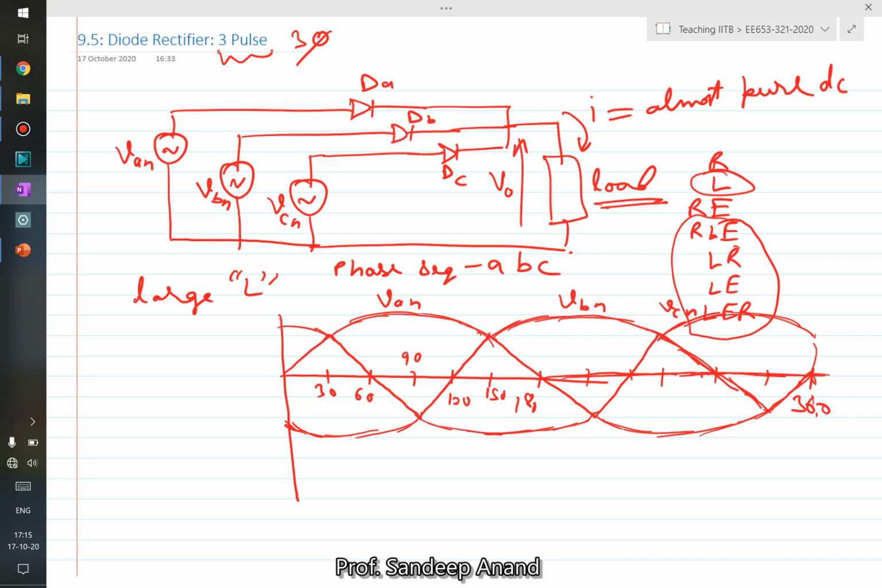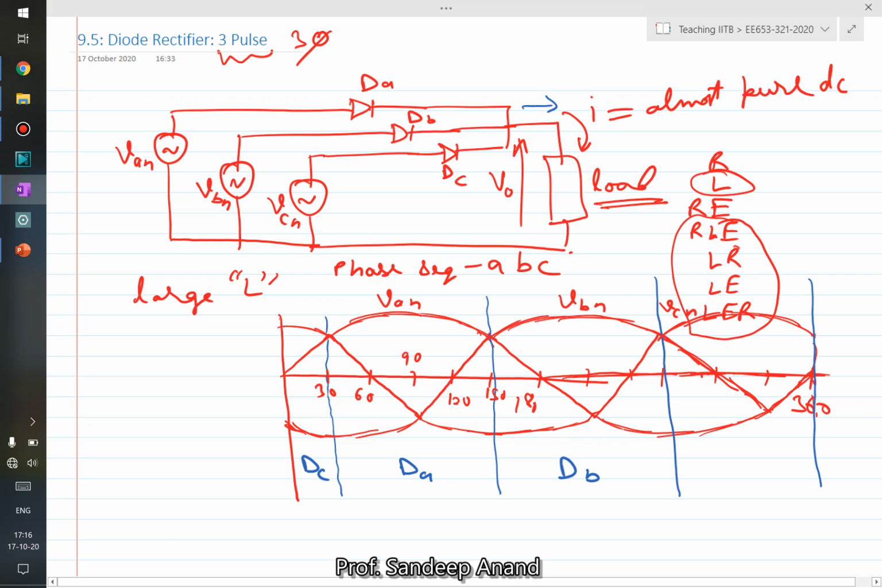Now we have assumed a large value of inductor. That means the inductor current is continuous and almost ripple free. Therefore one of these three diodes must always conduct, either DA, DB or DC, right? So we need to figure out which diode will conduct in which duration. These are in common cathode configuration, so the diode with the highest anode potential will conduct. Now it becomes straightforward. From 0 to 30 degrees, which diode will conduct? The one which has the highest positive voltage, which is VC. So DC will conduct. Then during this period, DA will conduct. During this period, DB will conduct. And again during this period, DC will conduct, which will continue conducting into the next cycle.